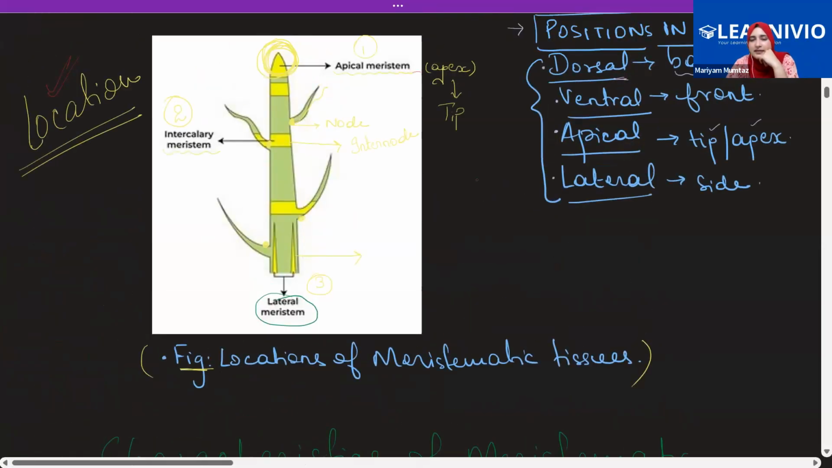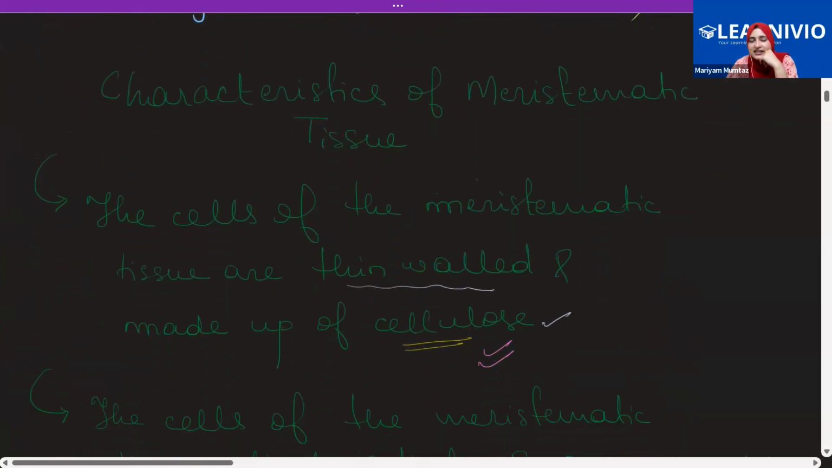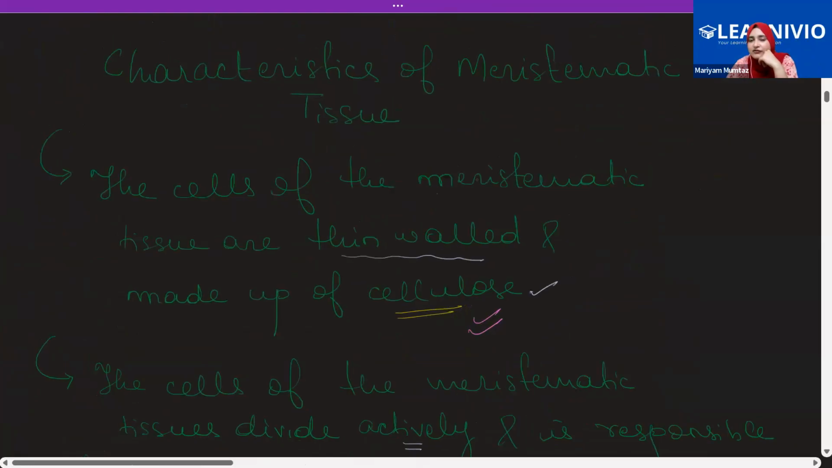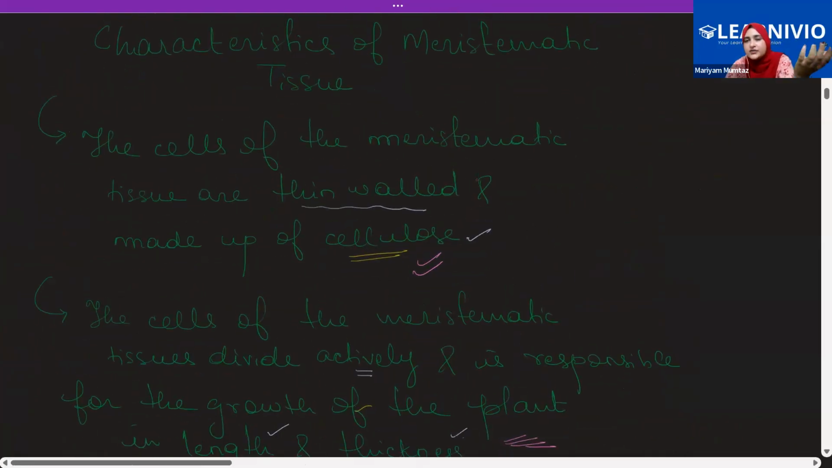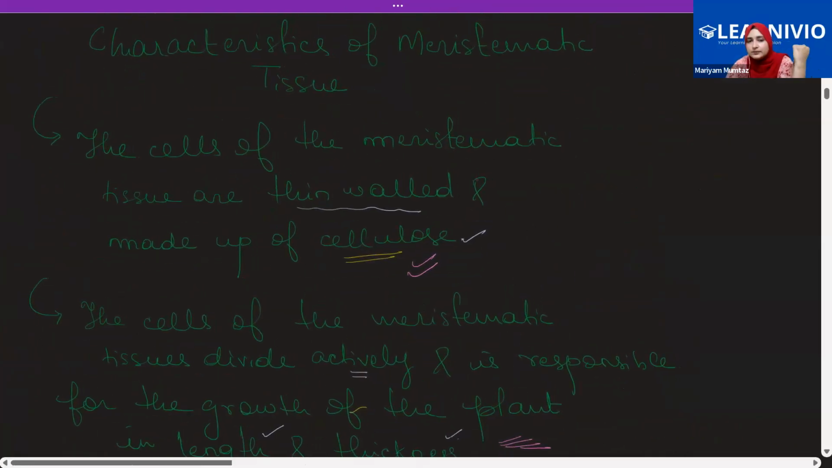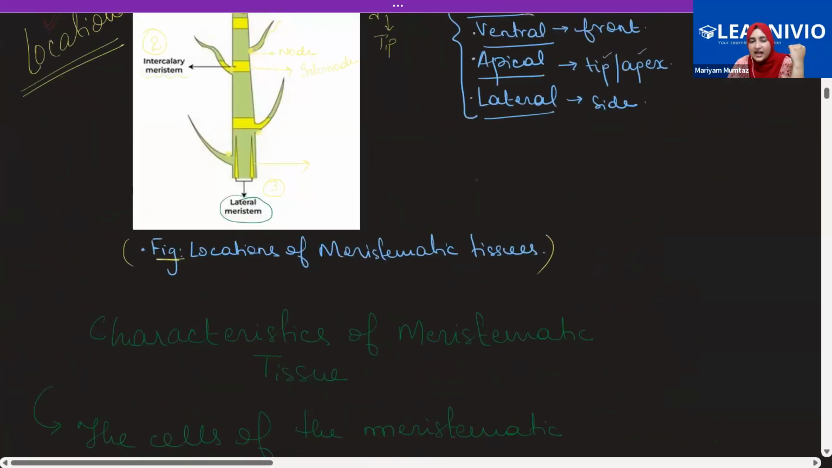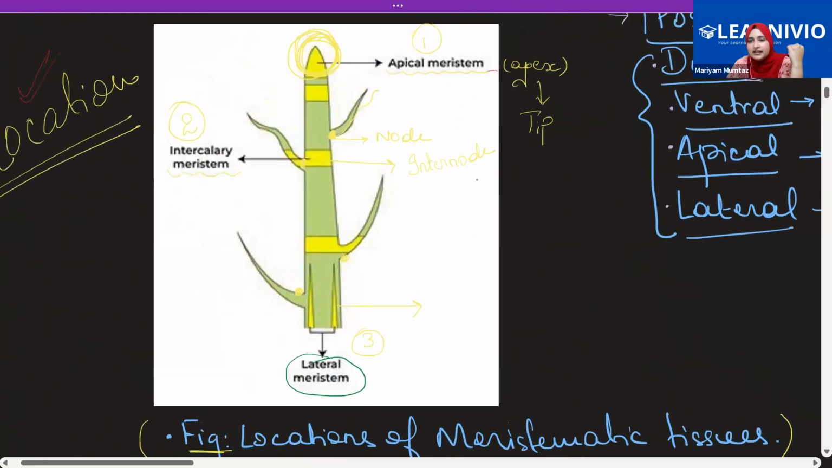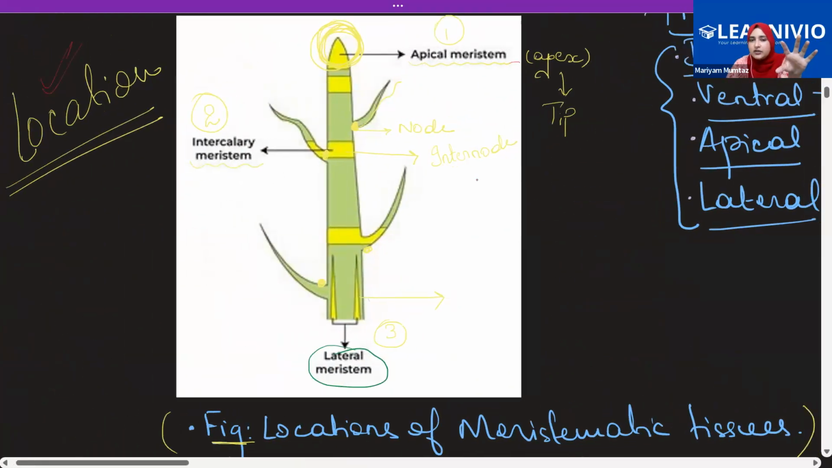So we were talking about the meristematic tissue. First, let us see the different characteristics of meristematic tissue, the properties of meristematic tissue. Ma'am, can you show the diagram once more? I will explain this, don't worry. Right now, I've just shown it, but I will explain it also.